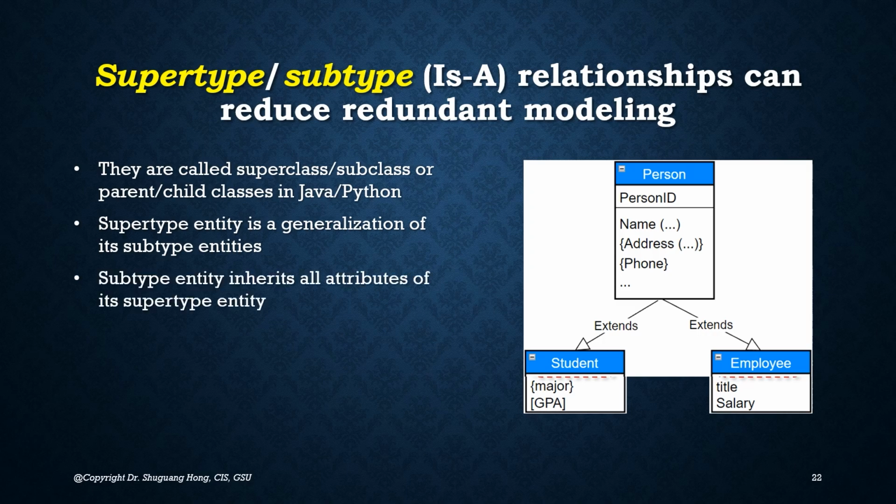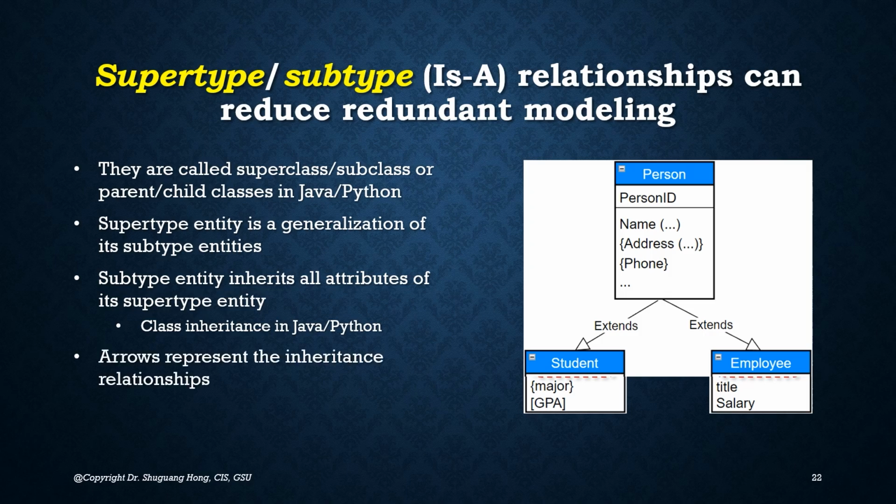Subtype entity inherits all attributes of its supertype entity. That is, subtype entities inherit all attributes of their supertype entities. The inheritance is called class inheritance in Java/Python. Arrows represent the inheritance relationships. It is only one of the notations commonly used, but they all should have the same meaning.